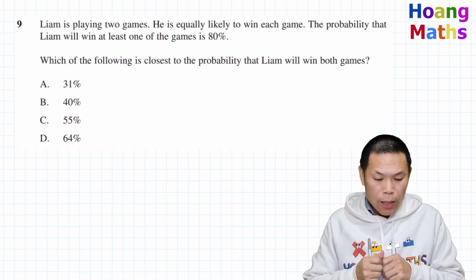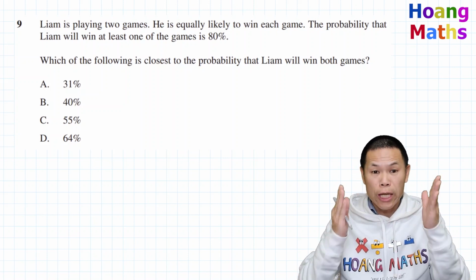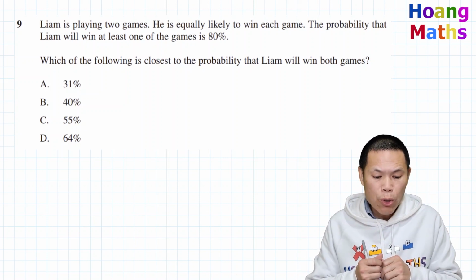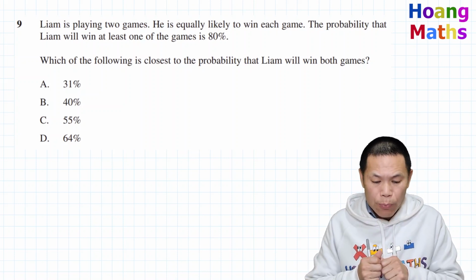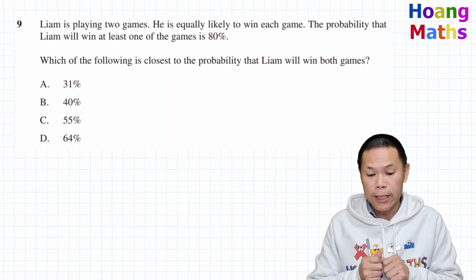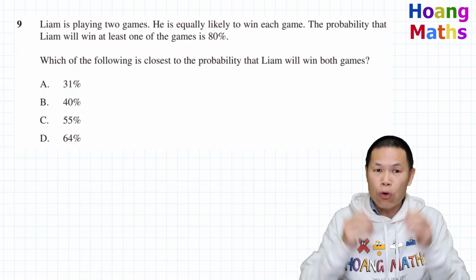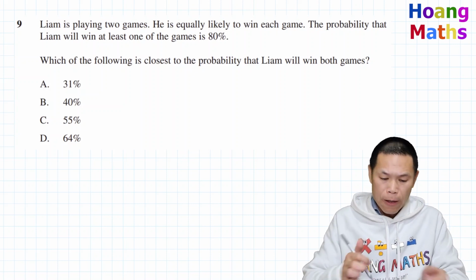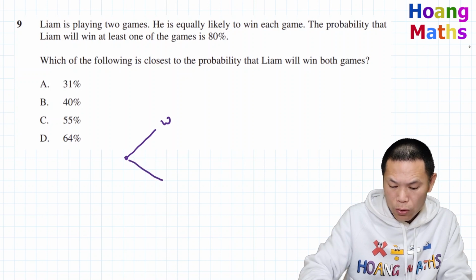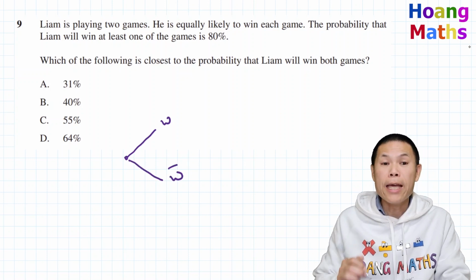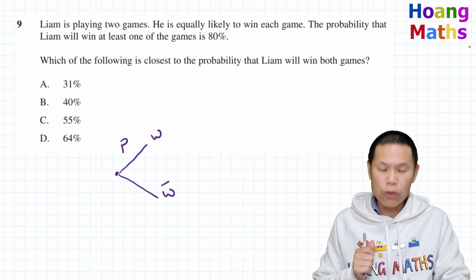Question 9. Liam is playing 2 games. He is equally likely to win each game. The probability that Liam will win at least one of the games is 80%. Which of the following is closest to the probability that Liam will win both games? So to work this out, first of all, let's do a tree diagram, okay? So the first game, either win or not winning, okay? Because we don't know what the probability is that Liam is winning, so we just write P first.